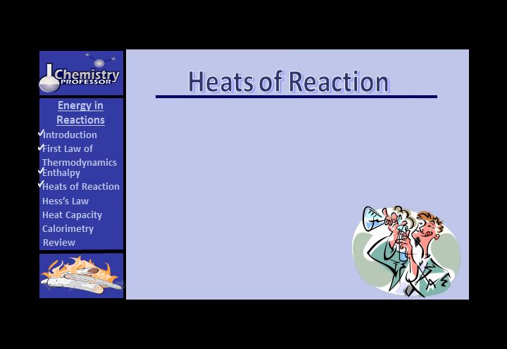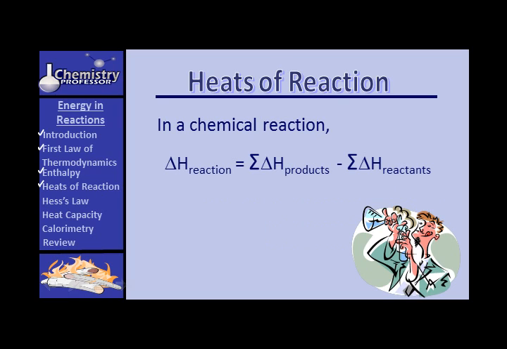Now we're ready to talk about heats of reaction, in which we're going to apply a lot of the stuff that we've been talking about. In a chemical reaction, the delta H for the reaction is the sum of the delta H's of the products minus the sum of the delta H of the reactants. Folks, we said that just a little while ago.